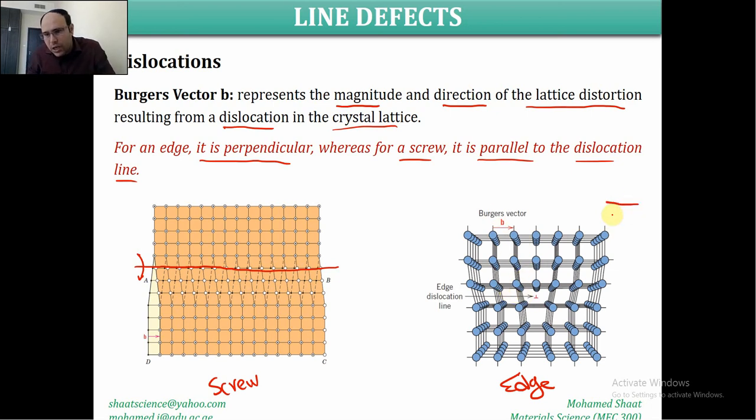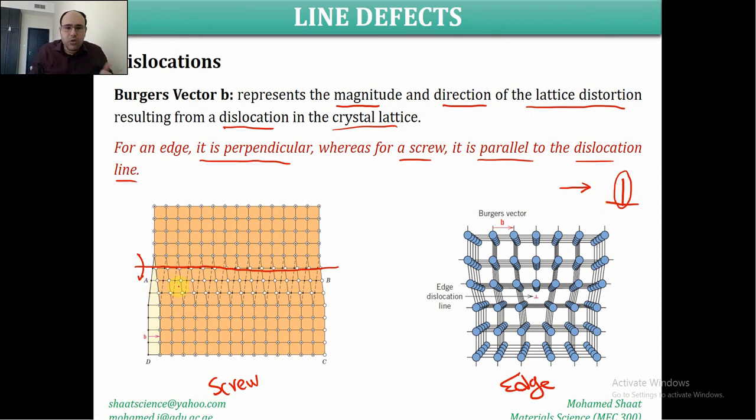We said that this horizontal line is like a separate line. This is like a datum, like a reference, and you're going to have a vertical line. This vertical line defines where you're going to find the edge dislocation. So the direction of the Burgers vector should be perpendicular to this line. This is the main line that we are talking about, not the horizontal line. You got my point? So the Burgers vector will be perpendicular all the time. The direction of the Burgers vector for an edge dislocation is always perpendicular to the dislocation line.